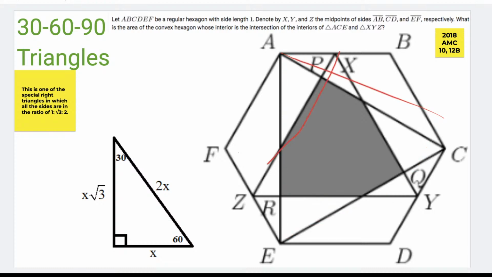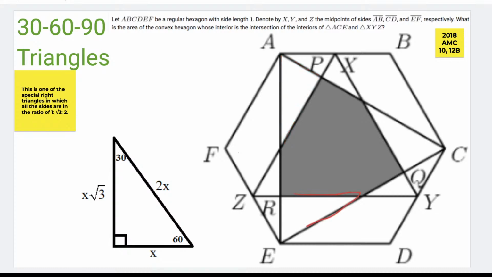So that means we need to find this weird region. Well, the easiest method in a lot of these problems is to take a bigger area, calculate it, and subtract the smaller areas, and that's what we're going to use. We're going to try to calculate the area of ACE and subtract the areas of these three smaller right triangles.